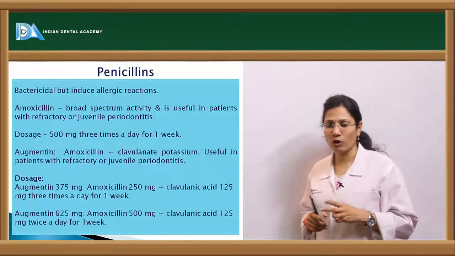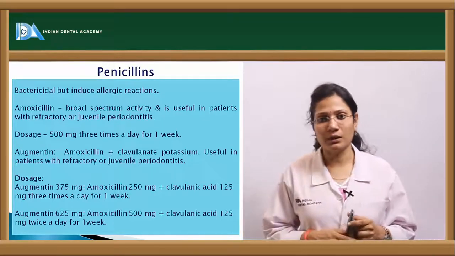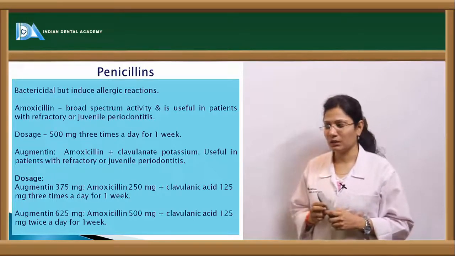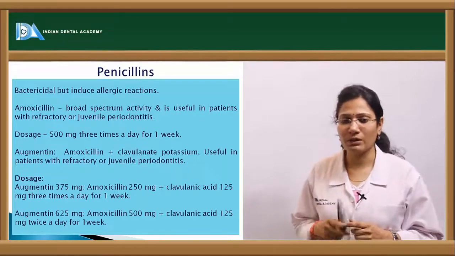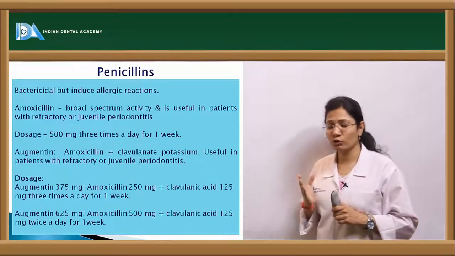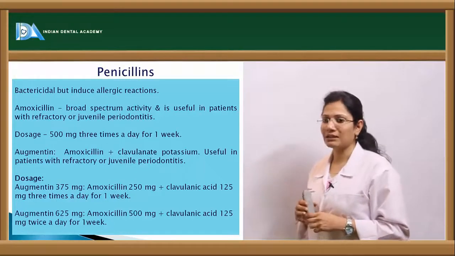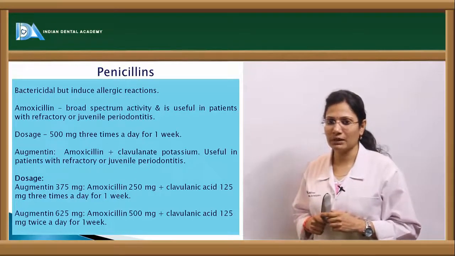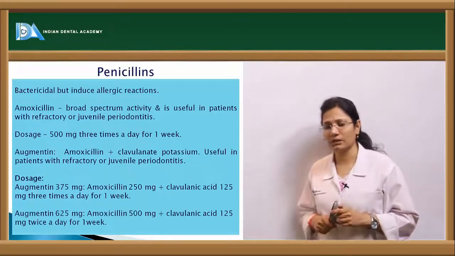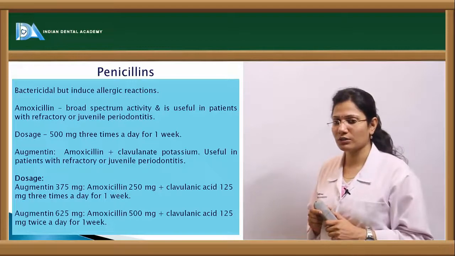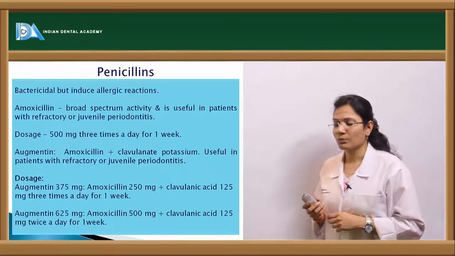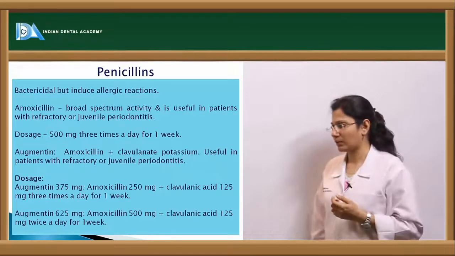It's available in 2 forms. You have Augmentin 325 milligrams, 375 milligrams, and 625 milligrams. The 375 milligrams of Augmentin contains 250 milligrams of amoxicillin and clavulanic acid of 125 milligrams, thrice a day for about 1 week. Your Augmentin 625 milligrams has 500 milligrams of amoxicillin and 125 milligrams of clavulanic potassium, which may be given twice a day for about 1 week.